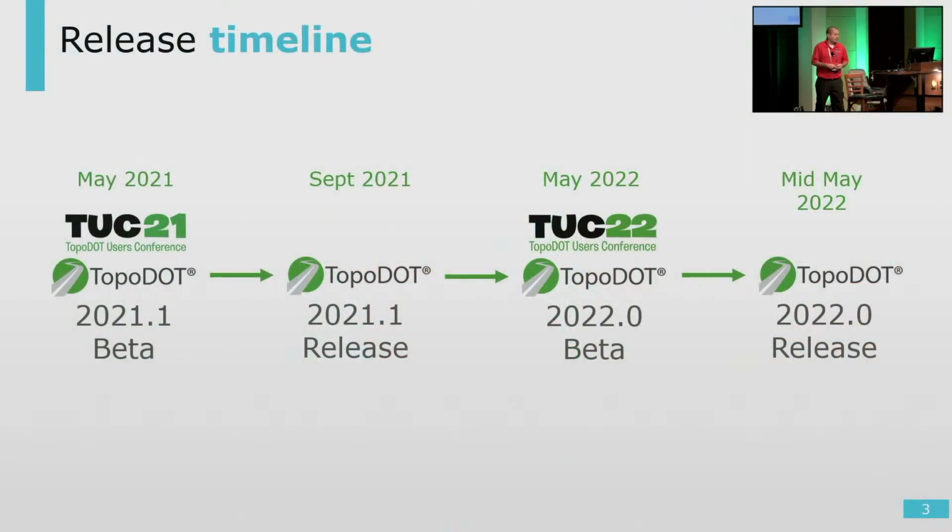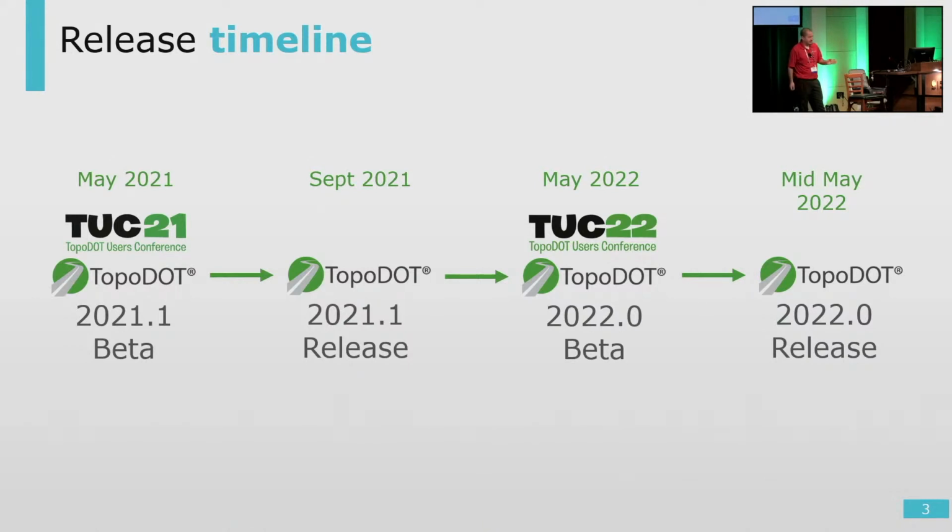Now every year we strive to make sure that you've got a new set of tools and workflows to train on here at the user conference. So last year you guys used the 2021.1 beta. And then around September, we released the official 2021.1 release, which had some additional features that you guys might not have learned at the previous user conference.